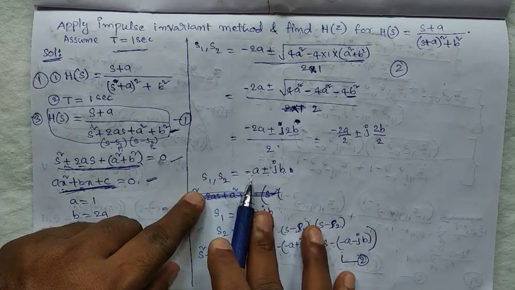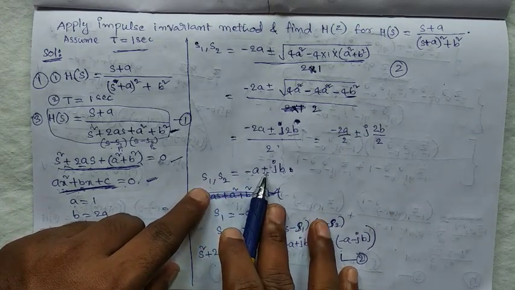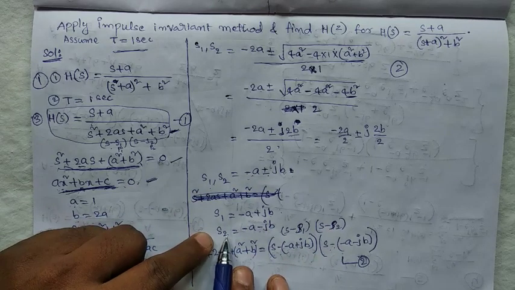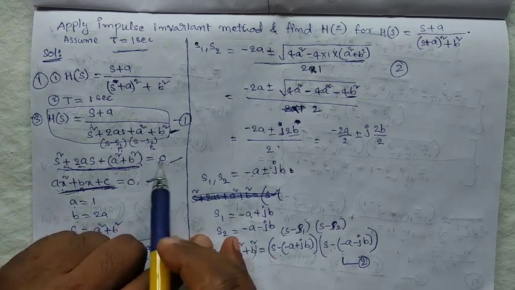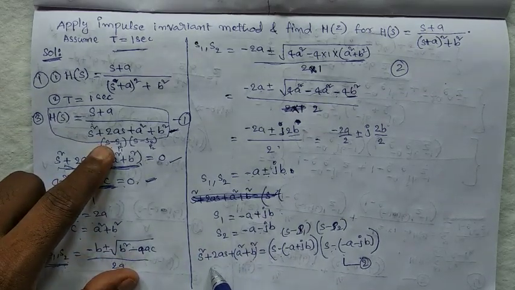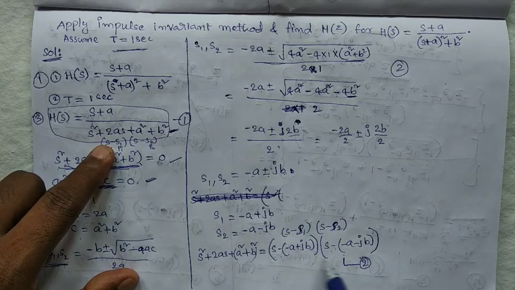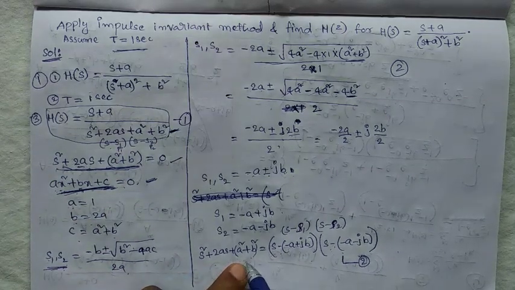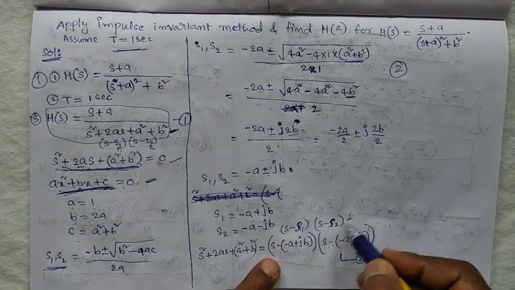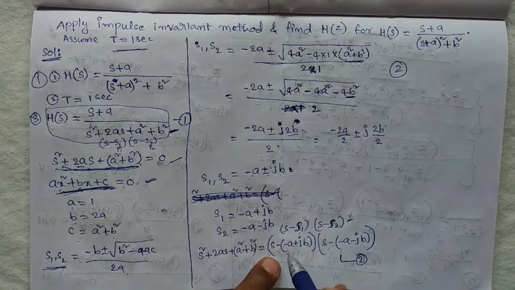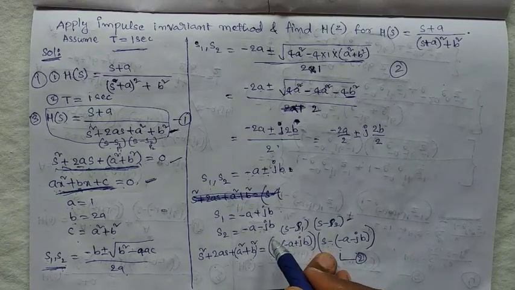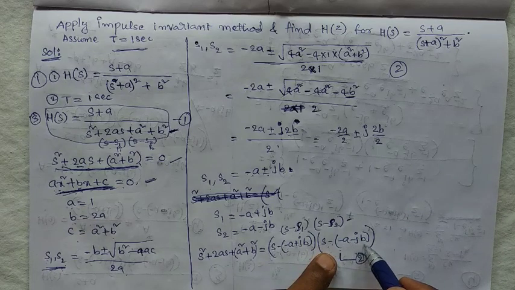One root, s1, is equal to minus a plus jb. The other root, s2, is equal to minus a minus jb. The denominator of H(s), s^2 + 2as + a^2 + b^2, can be expressed as a product of two factors, (s - s1)(s - s2), where s1 is minus a plus jb and s2 is minus a minus jb.